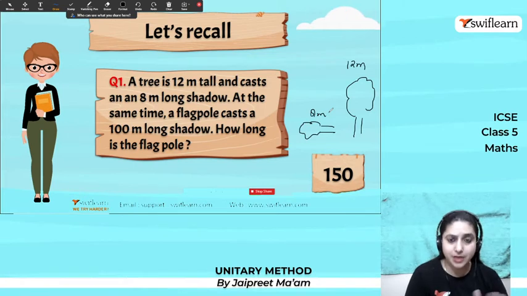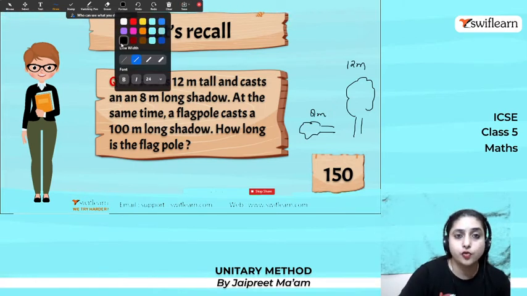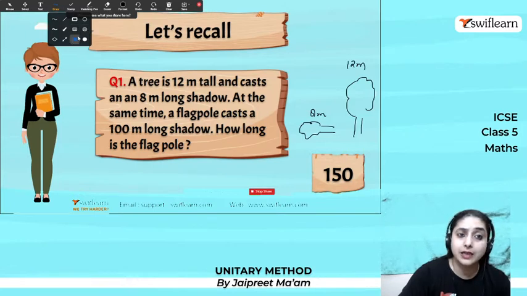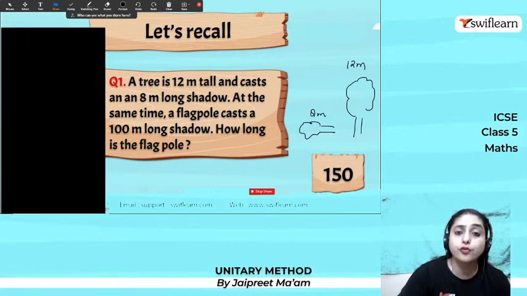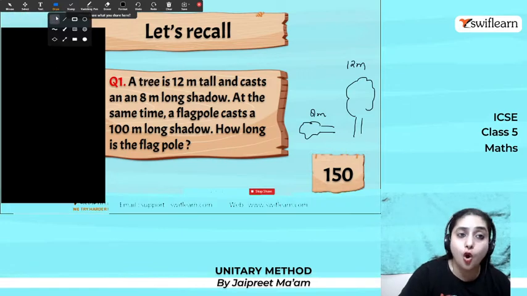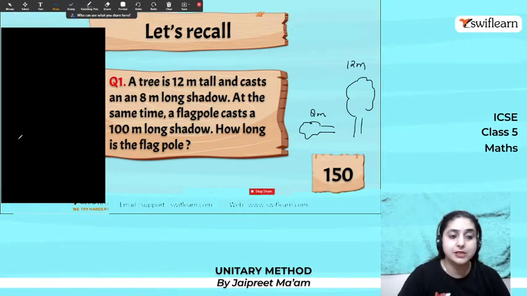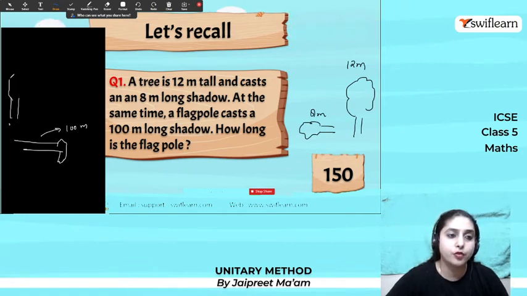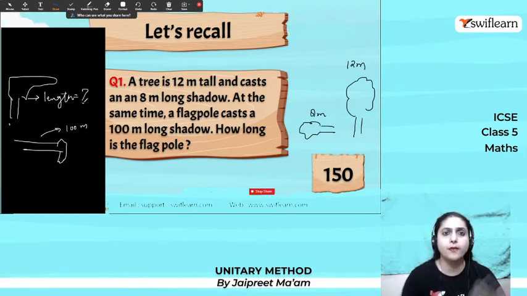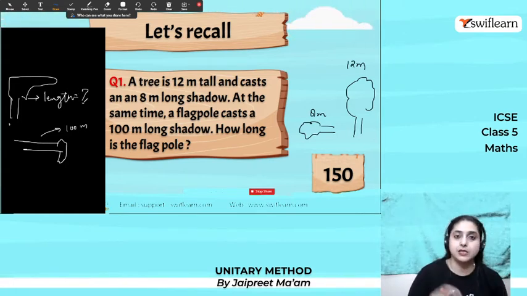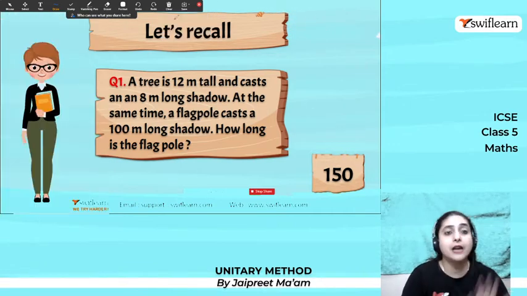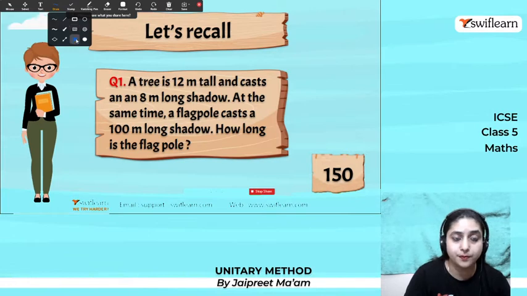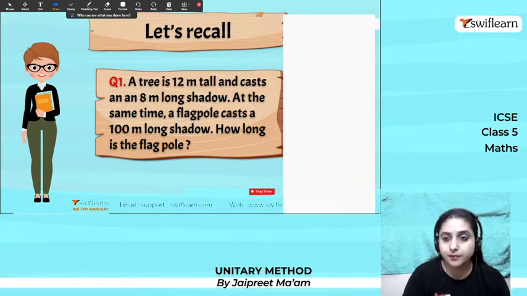At the same time a flagpole is there. We have a flagpole and its shadow is given, and we have to find out how long the flagpole is. For example, this is a flagpole and its shadow is 100 meters long. So what we have to find is the length of this flagpole. How will we find it? Yes, this is a question of direct variance, and we will use direct variance to solve it. So let's see how we will solve this question.